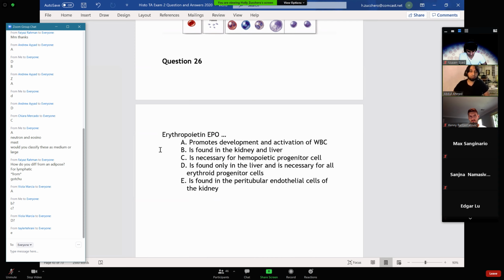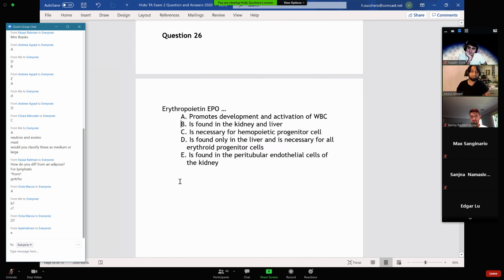C is necessary for hemopoietic progenitor cells. This is not true. I'll get to it when it goes down to the chart. D is found only in the liver. Again, it's not in the liver. We're doing this from the kidneys. And the answer, therefore, is E. It's found in the peritubular endothelial cells of the kidney.